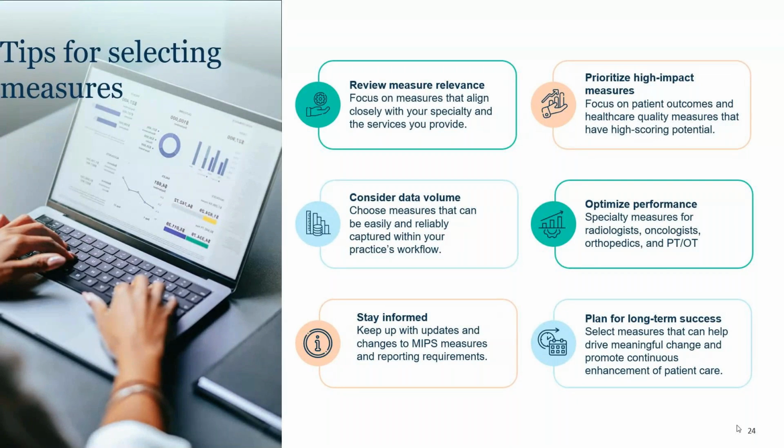Optimize performance. Look at specialty measure sets. Look at the QCDR measures that we have. Ability to report through those is really great, and gives you the opportunity to prioritize those high impact measures. So those kind of work in together, and plan for long-term success.